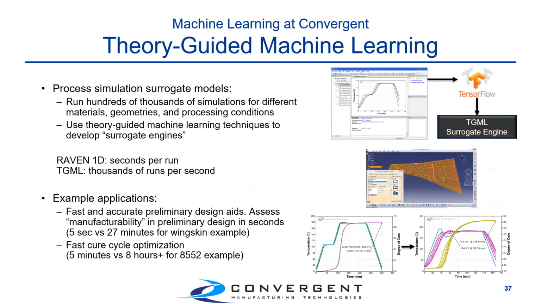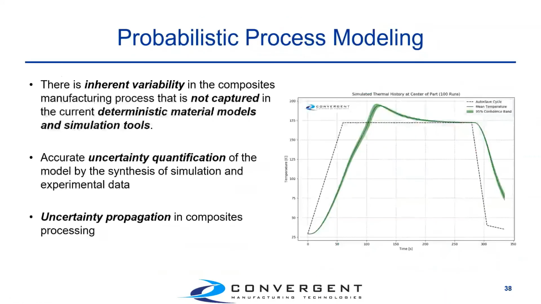Theory-guided machine learning is one of the new features that's coming into our product. This is to accelerate the simulation process. It can be used for optimization to find the optimized cure cycle. We're incorporating that into the Raven framework as well as our CPA-TA framework.